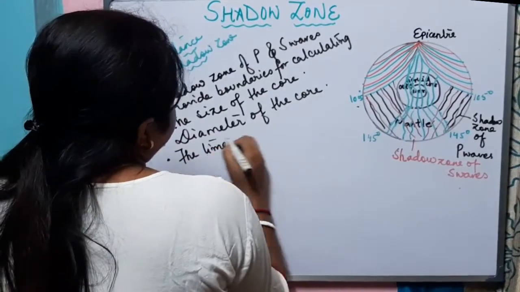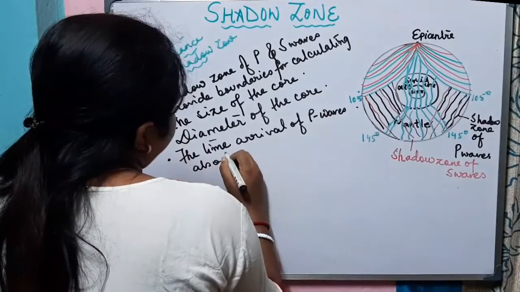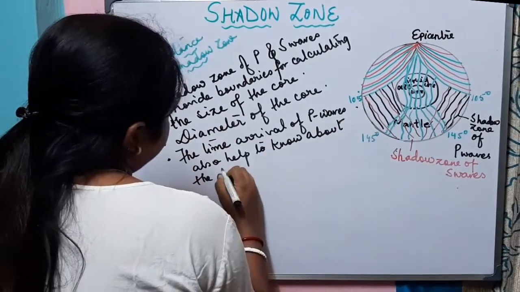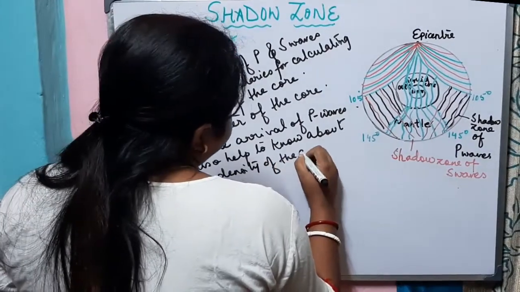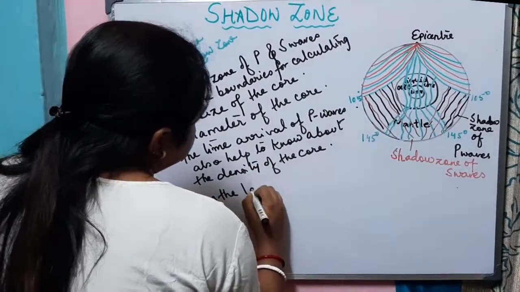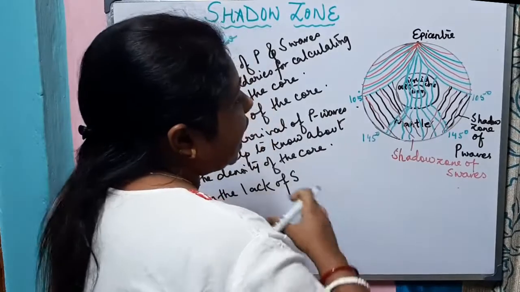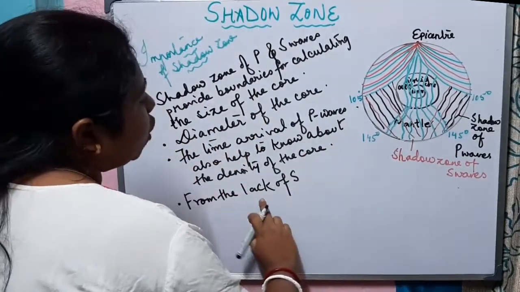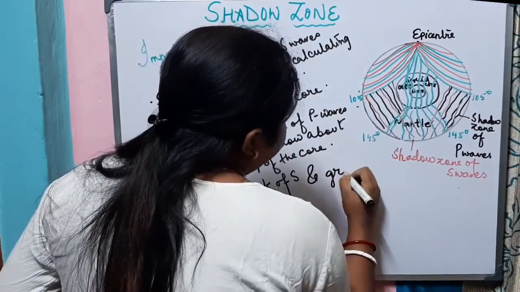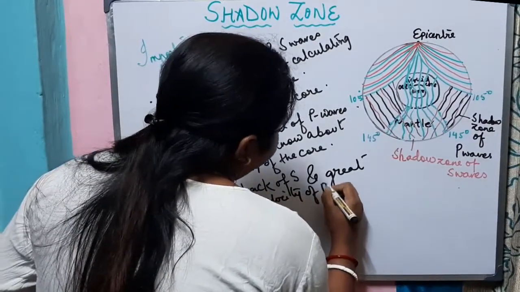The time of arrival of P waves also helps to know about the density of the core. And the most important is that from the lack of S waves, we can see that beyond 105 degree, the S waves are not recorded. That means from the lack of S waves, we know that S waves can only travel through solid material, and also there is a great slow in velocity of P waves.